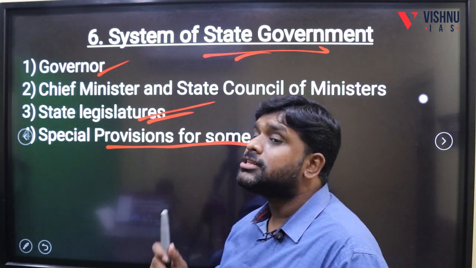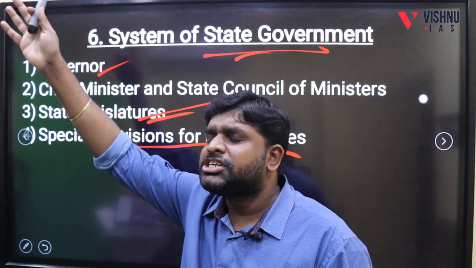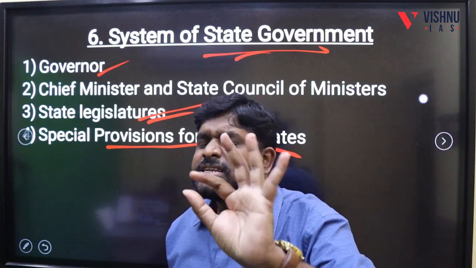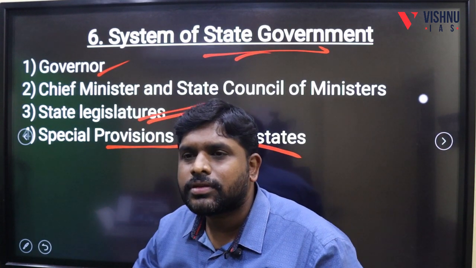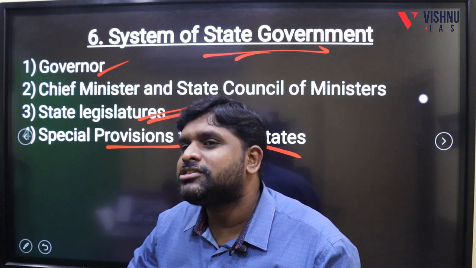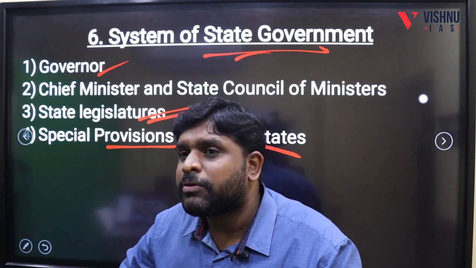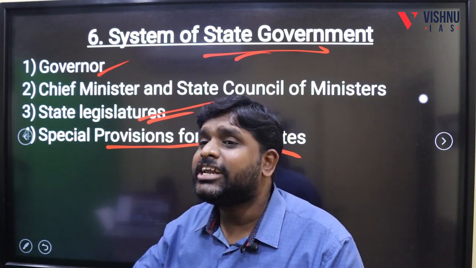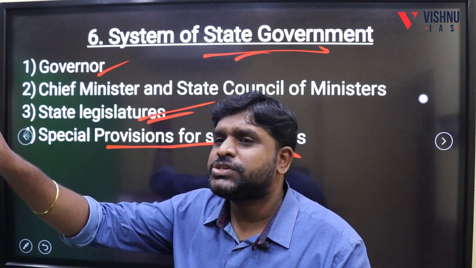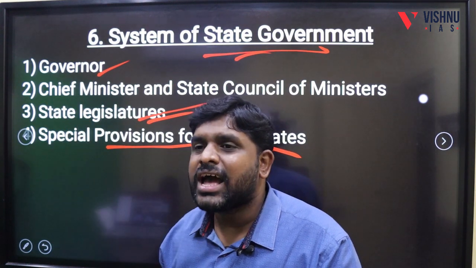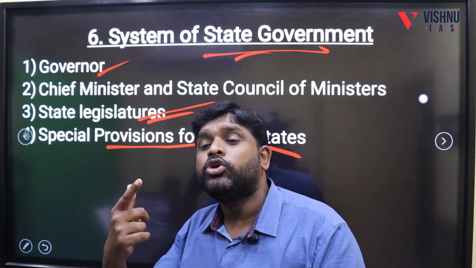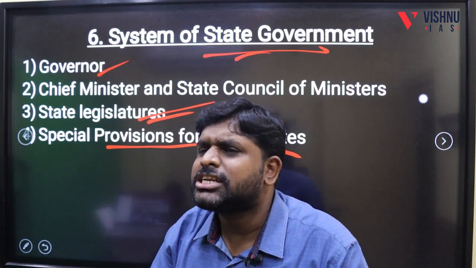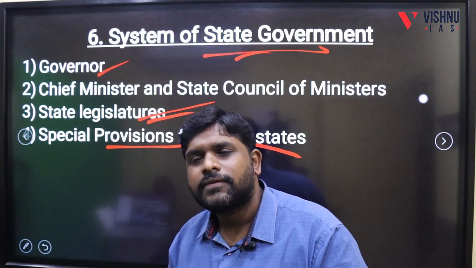Special provisions for some states. There are special provisions for northeastern states, Telangana, Andhra Pradesh, Punjab. Some of the states have some special provisions. What are the special provisions? Why did they get the special provisions? Special status will be there, and no special status also we will be discussing. Eight northeastern states plus Himachal Pradesh and Uttarakhand, and Jammu and Kashmir Union Territory and Ladakh Union Territory now got special status. What is this special status?